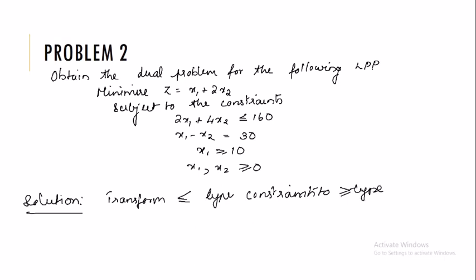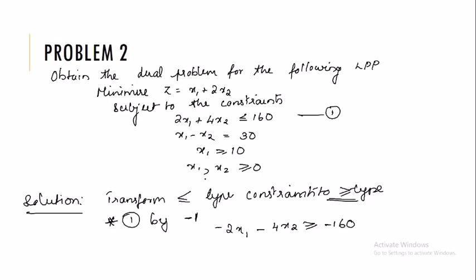Okay, now how will you convert that? Since this is a minimization problem, this should be done first. So that is our first step. So how will you do that? Now we have the first constraint like this, 2x1 plus 4x2 less than or equal to 160. Just multiply the first constraint by minus 1. So what will you get? Minus 2x1 minus 4x2 is greater than or equal to minus 160.